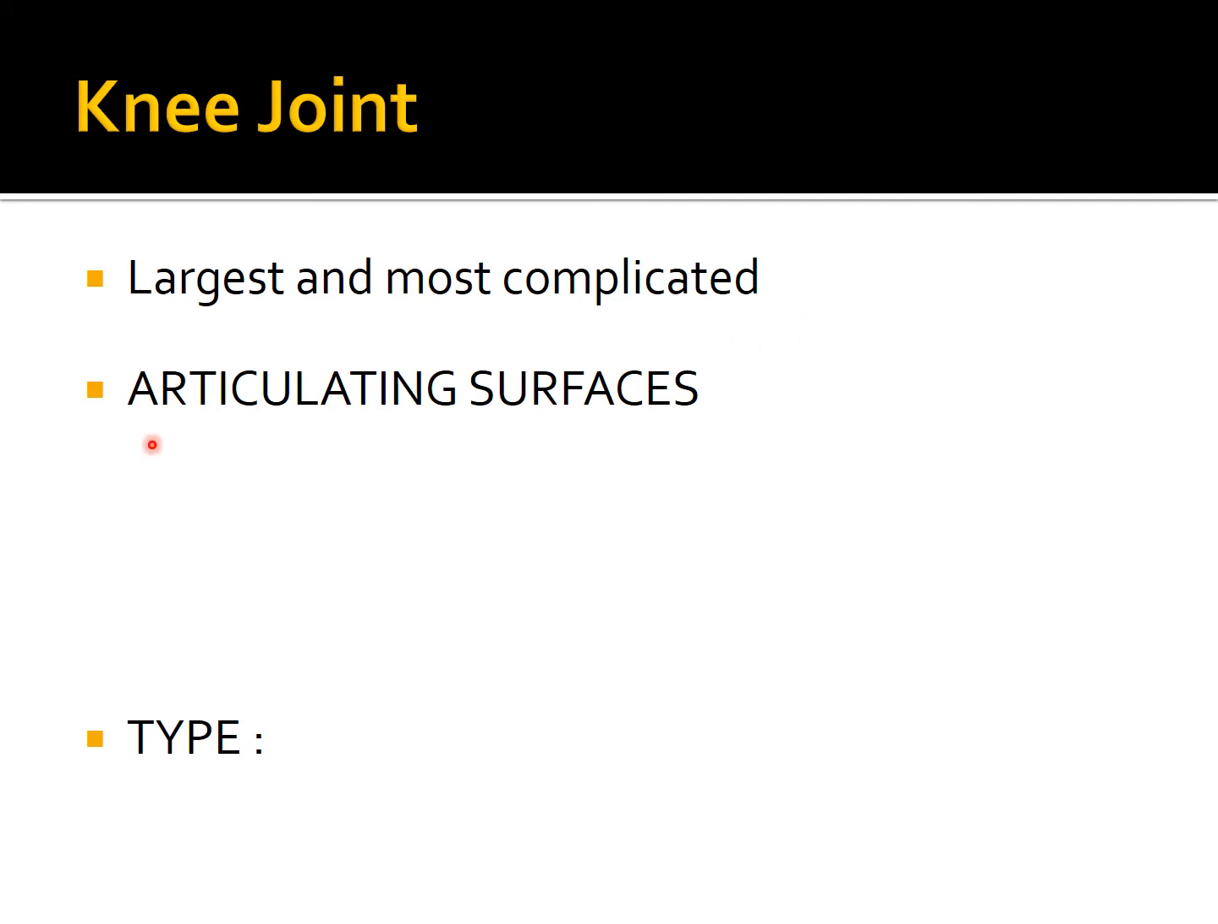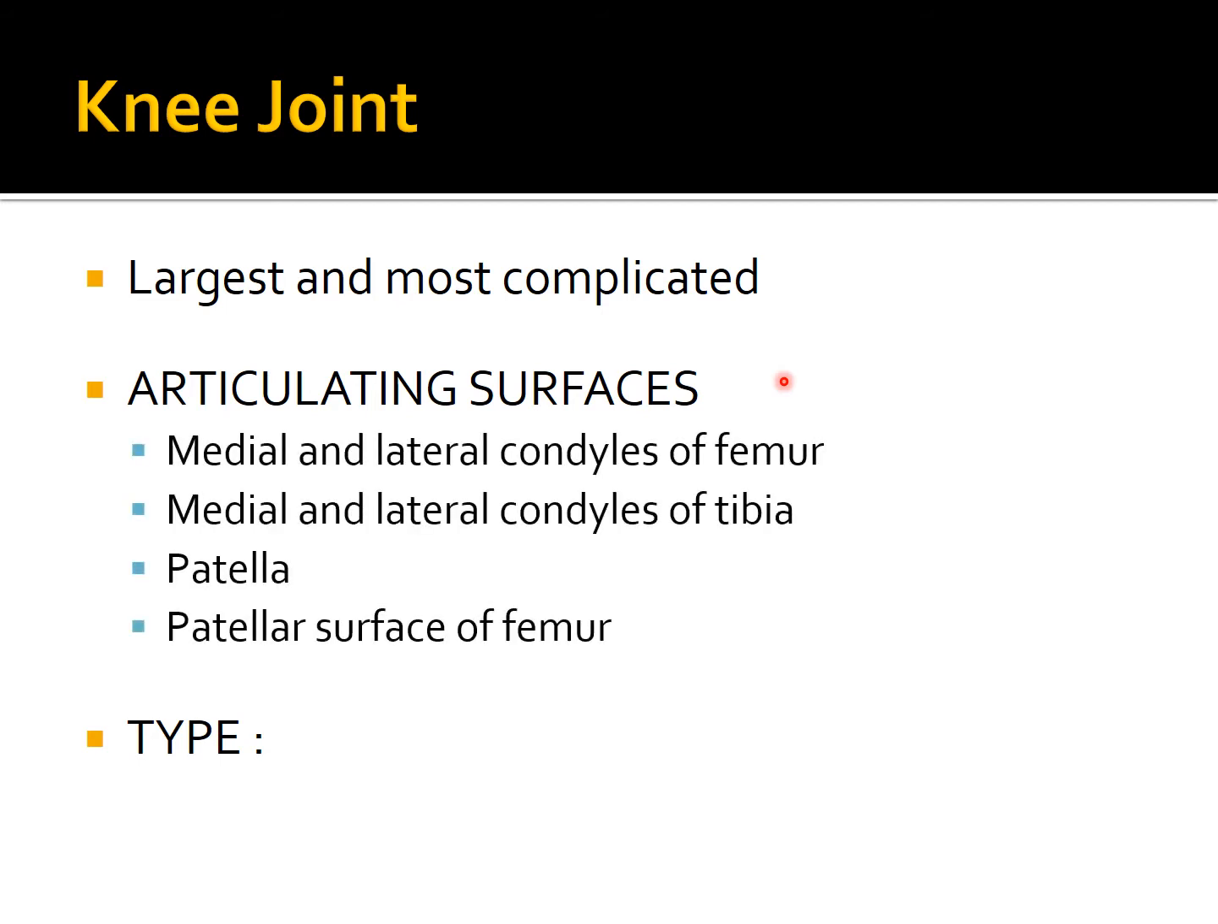Why is it so? What are the articulating surfaces which take place in the knee joint? The knee joint is not only between the condyles of the femur and the tibia, but there is a sesamoid bone on the anterior surface, which is the patella. So the articulating surfaces of the patella with the femur also form a part of the knee joint. That's why this has been mentioned as the most complicated and most complex type of joint.